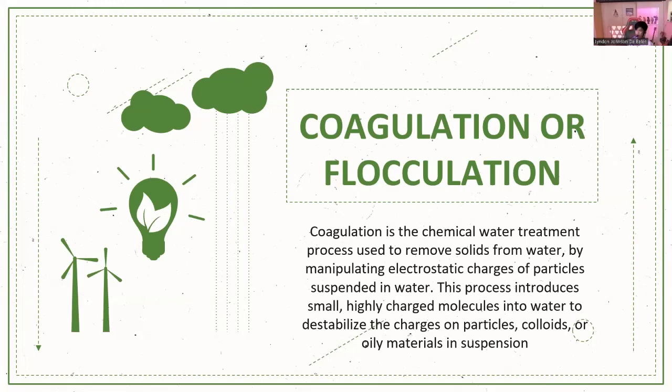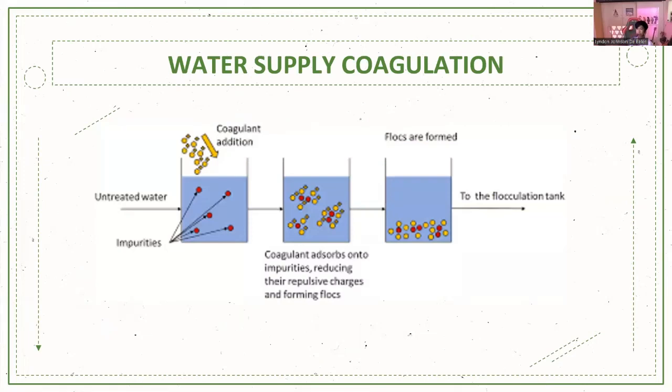Then flocculation is a gentle stirring or agitation to encourage the particles thus formed to agglomerate into large masses that are large enough to settle or be filtered from the solution. So, next slide. So, ito yung visual representation ng process na nilagyan ng coagulant yung untreated water para yung mga impurities ay ma-absorb nito at para na rin mas madaling ma-filter out.